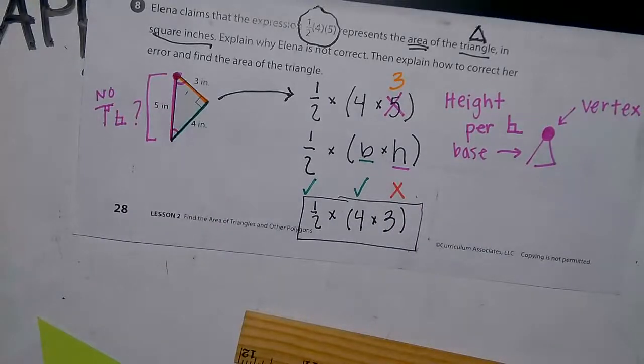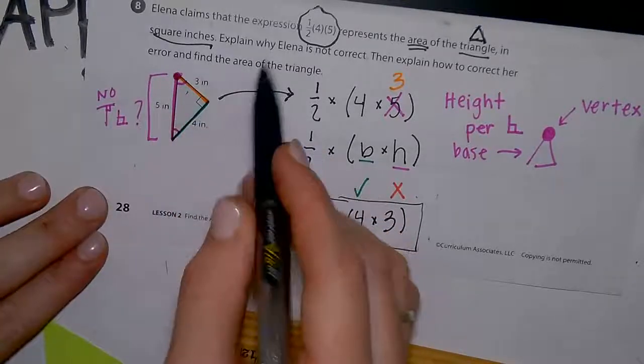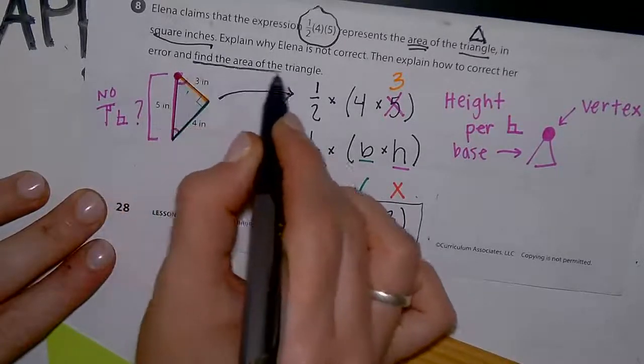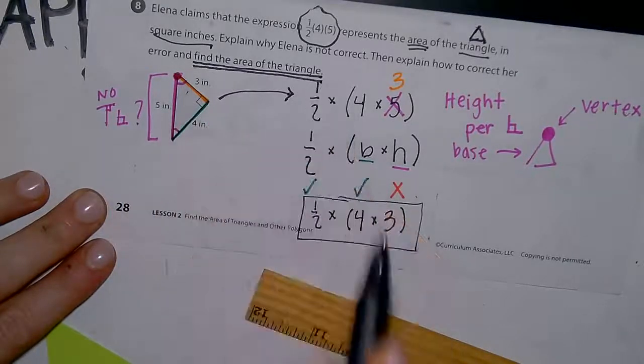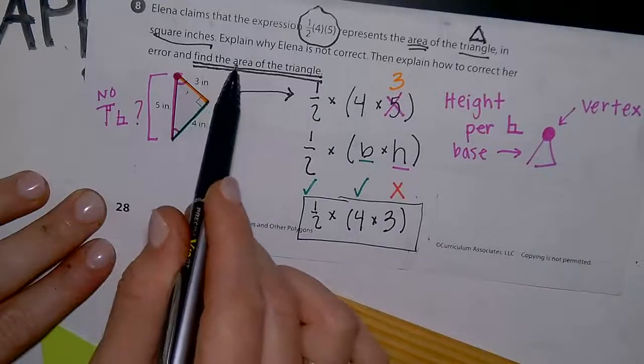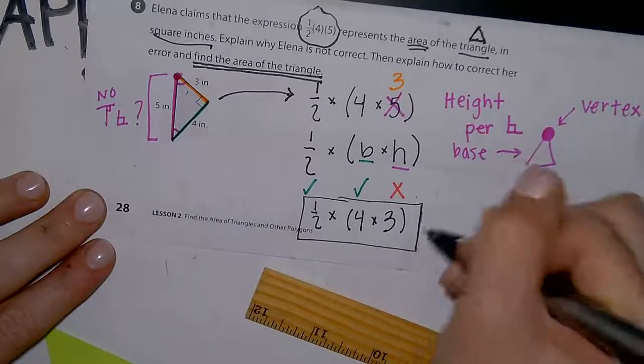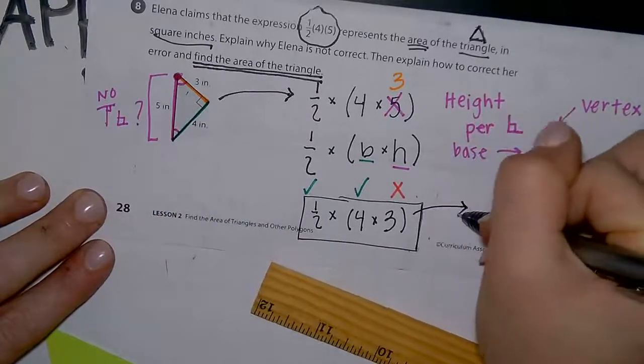Notice it did not ask you to solve. Yes, it does. It says and, so remember, read carefully. I'm not reading very carefully right now. I should have underlined this in the beginning. That's why it's so important to take notes so you don't forget anything. It says find the area of the triangle. So if you don't actually solve this, I can't give you full points.